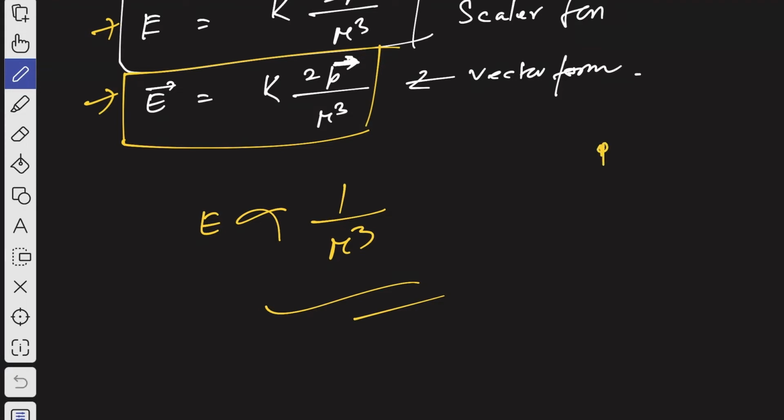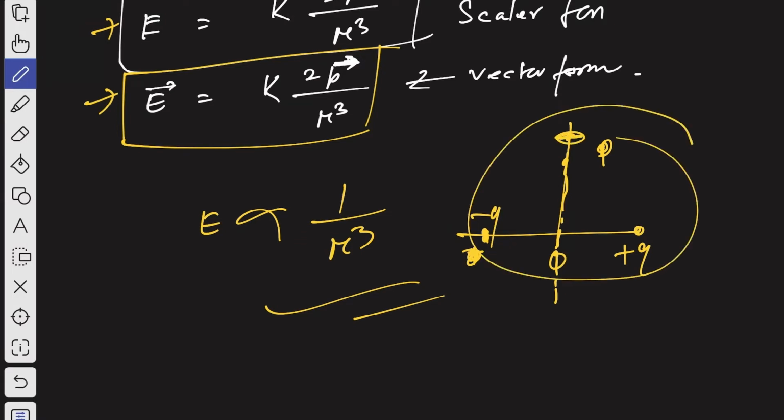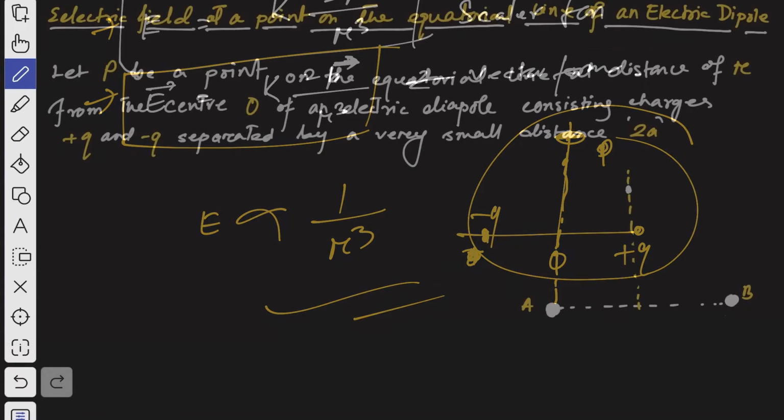Now let us find the electric field at a point P, suppose, which is on the equatorial line of a dipole. Suppose this is the minus q charge of a dipole, and here is the plus q charge of a dipole, and this is the center O. Then the perpendicular bisector of the line joining these two charges is the equatorial line, and here we have a point P. Now we are going to find the electric field at this point. Let me show you how.